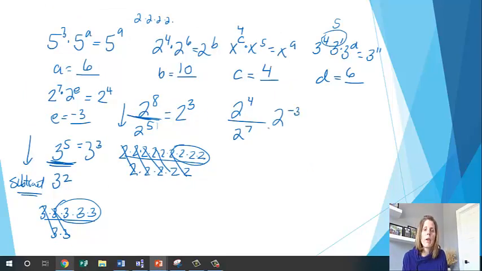All right, so a couple different ways again that we can think about this. Since I'm moving down, I was just subtracting. 4 minus 7 is negative 3. Okay.